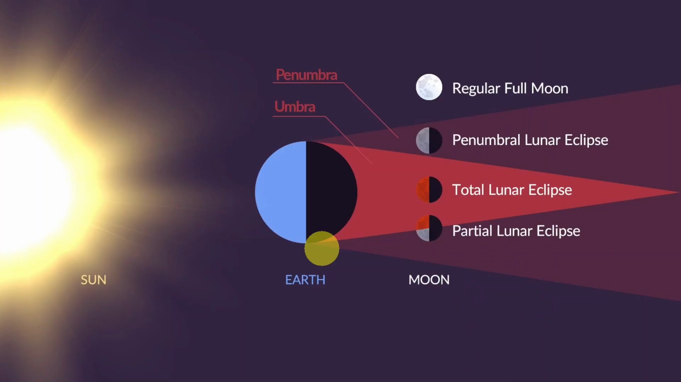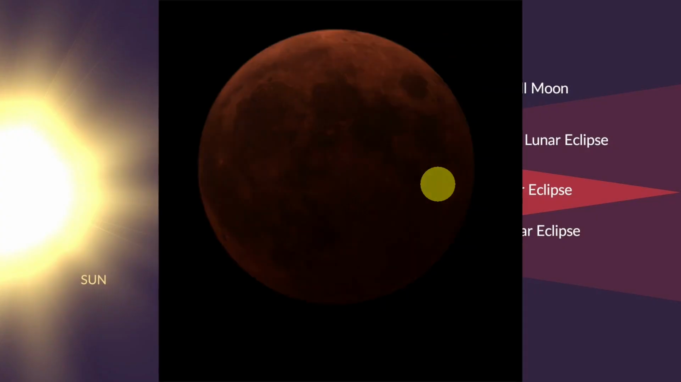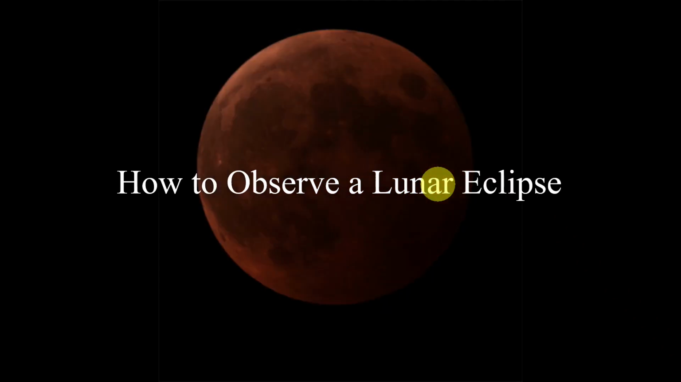So just imagine if the Earth had no atmosphere. It means that during lunar eclipses, the moon is going to disappear. It is going to be engulfed in the Earth's darkness, the Earth's shadow. You're not going to see it. So that is exactly what happens.